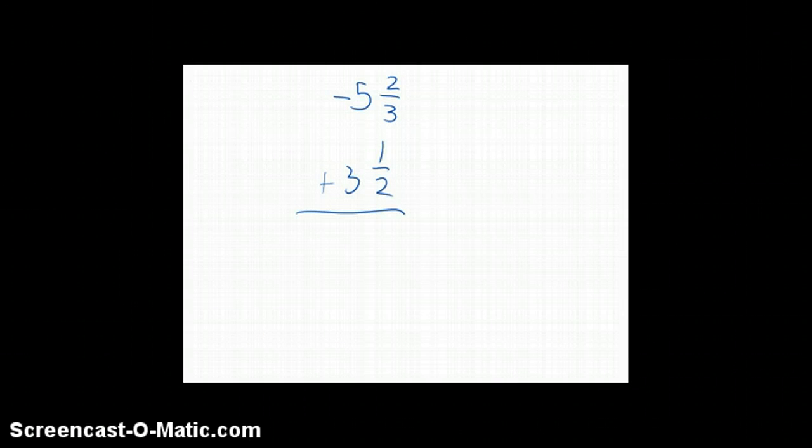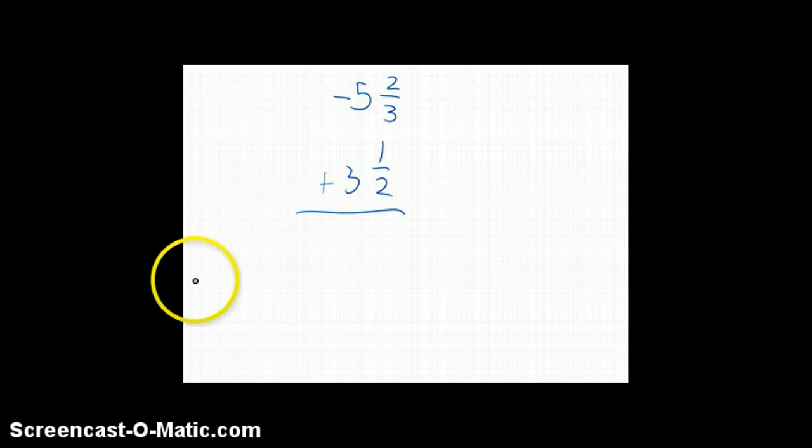So the first thing we need to do to figure out this problem is find a least common denominator, because we cannot add two different things like 2/3 and 1/2. To find the least common denominator, we will use the listing method. We will list the factors.